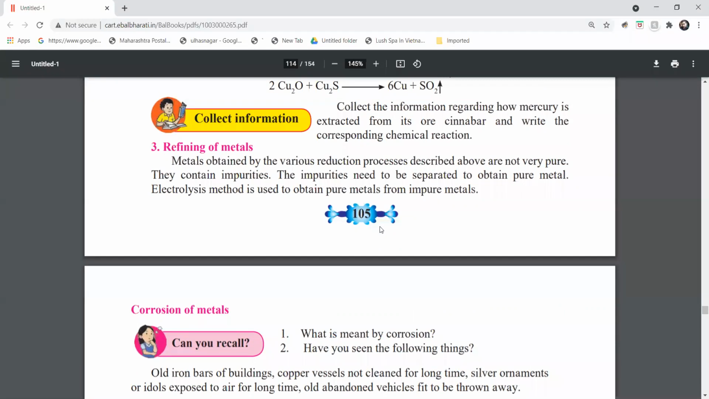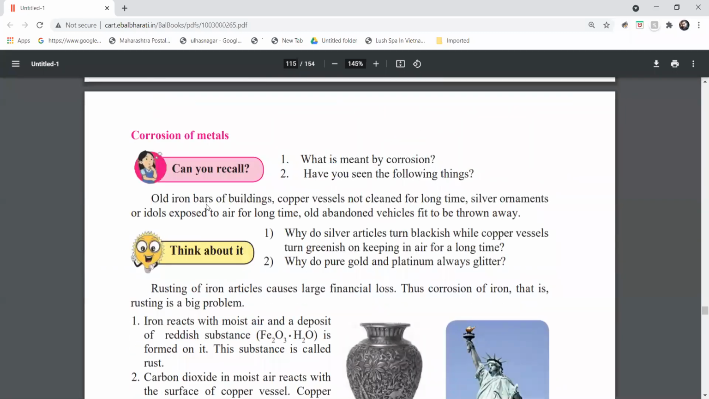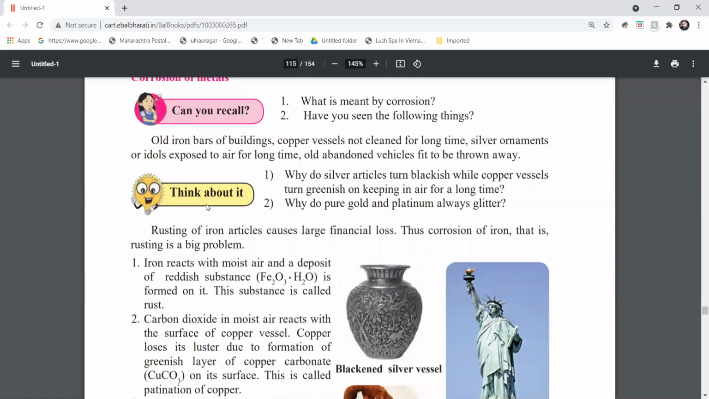So now coming to refining of metal. Whenever you have a reduction process, you get some metal, but that is not completely pure. It still has some impurities, and those impurities need to be separated, so you use the electrolysis method. We all know what the electrolysis method is. You use a liquid as an electrolyte. You have cathode and anode, and current is passed through, and once the current is passed, the impurities will go and get stuck to the anode, and through the cathode you can easily remove the metals.